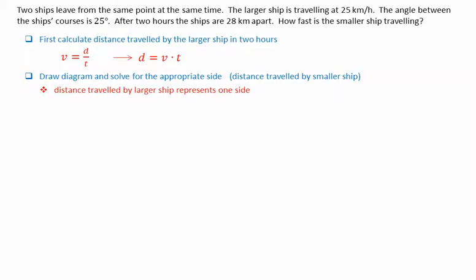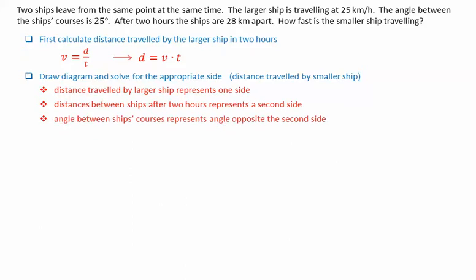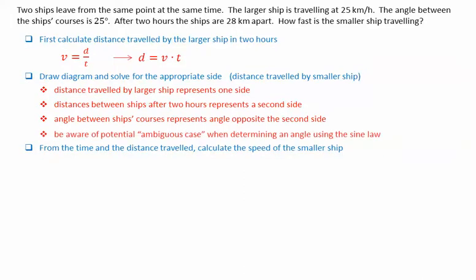Note that the distance traveled by the larger ship represents one side. The distance between the ships after 2 hours represents a second side. And the angle between the ships' courses represents the angle opposite the second side. Be aware that here we have the potential for the ambiguous case when using the sine law. From the time and the distance traveled, we can then calculate the speed of the smaller ship.